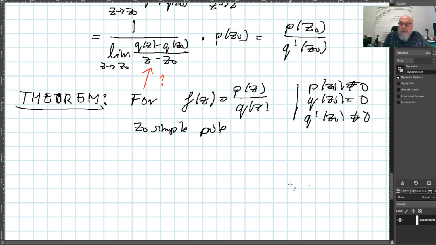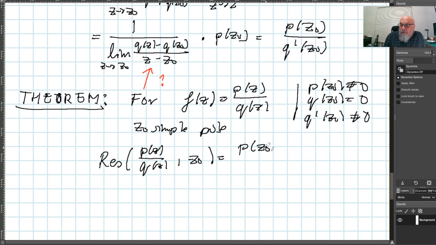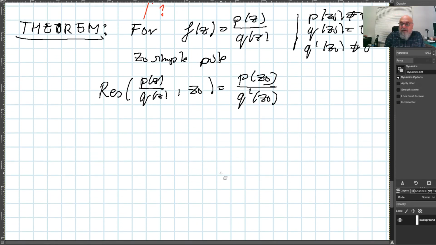We obtain that the residue of p of z over q of z at the point z0 is equal to p of z0 divided by q prime of z0. And then there is a kind of similarity with something you have already seen. So let me do a problem. That would be like this example, and this is an example from the past.